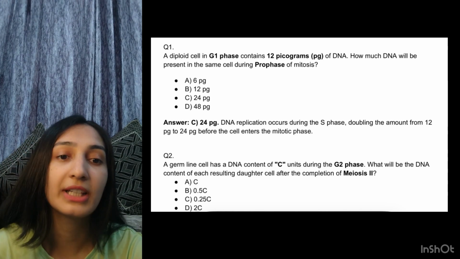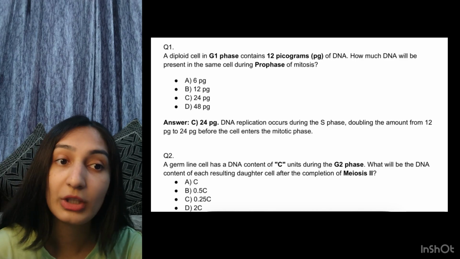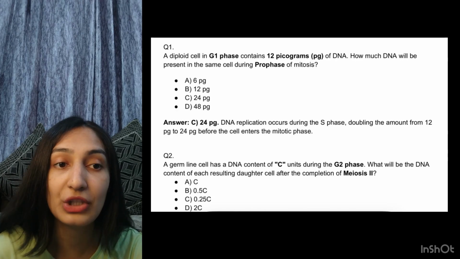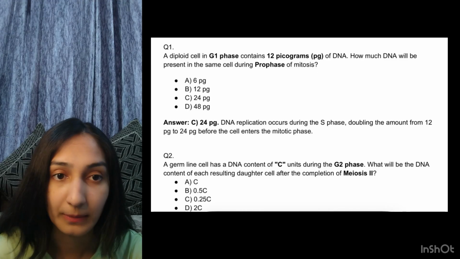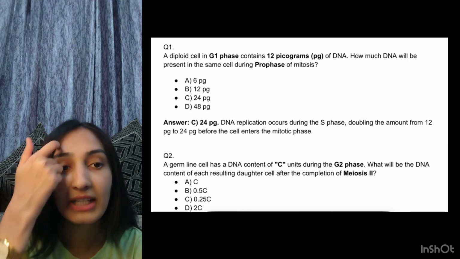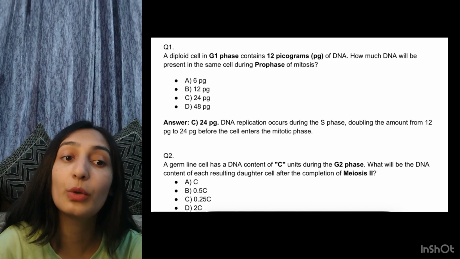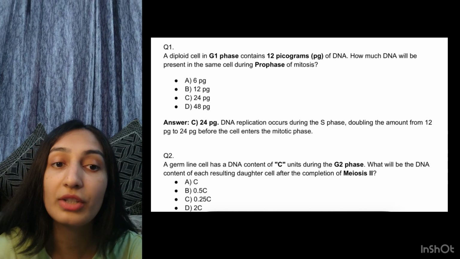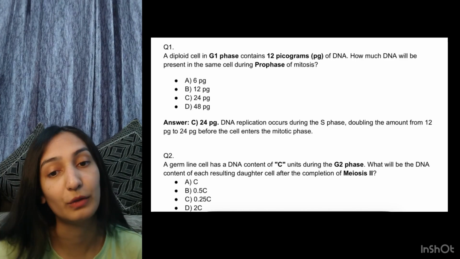Okay, now the next question is: a germline cell has a DNA content of C units during the G2 phase. What will be the DNA content of each resulting daughter cell after the completion of meiosis 2? Again, this is a conceptual question. The answer is 0.25 C. Why so? The DNA is already double, that is 2 times the original diploid amount. Meiosis 1 reduces this to 0.5 C relative to G2, and meiosis 2 reduces it again to 0.25 C relative to G2.